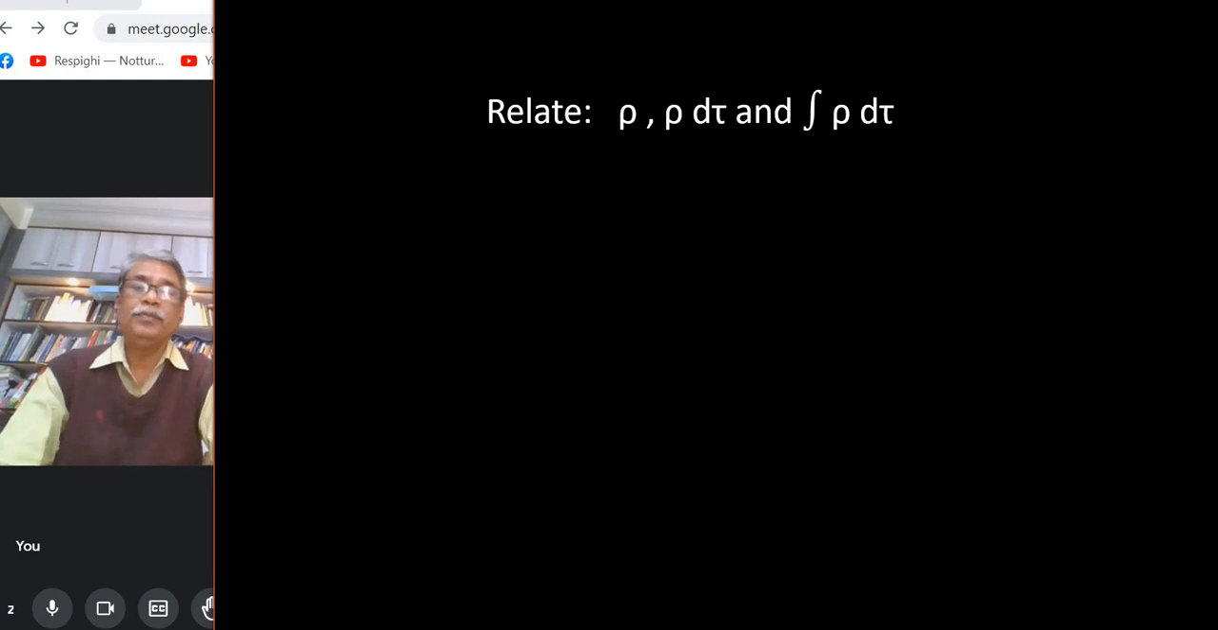Well, this is very important. Relate three quantities. One is simply rho, as I have defined in the earlier question. Rho d tau is the small volume element, and another is the integration over whole space, rho d tau. They are not the same thing. So you have to relate them properly.